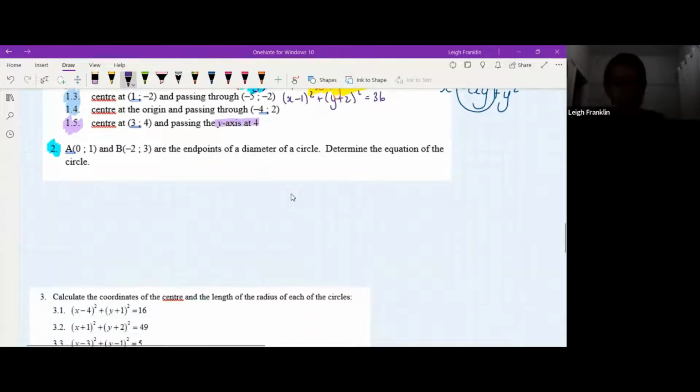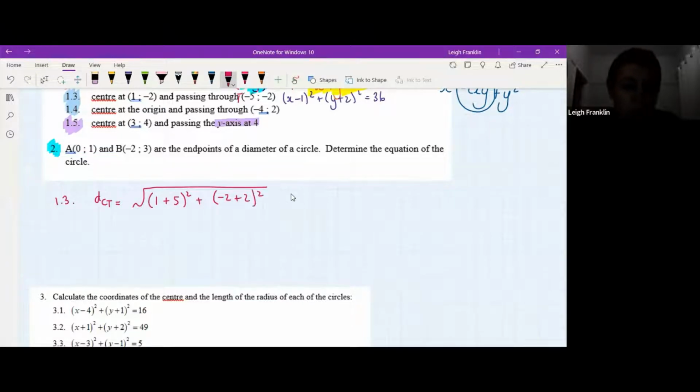Okay. So in 1.3, this is what I did. I said that I need to work out the distance from the center to this point. I'm going to call the point T as well. So distance CT is going to be the change in x, which is 1 plus 5, plus the change in y, which is -2 minus -2, so that will be +2, squared like that. Does that make sense, Raul? Yes, ma'am.